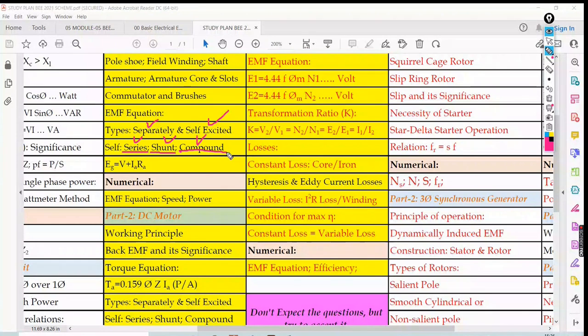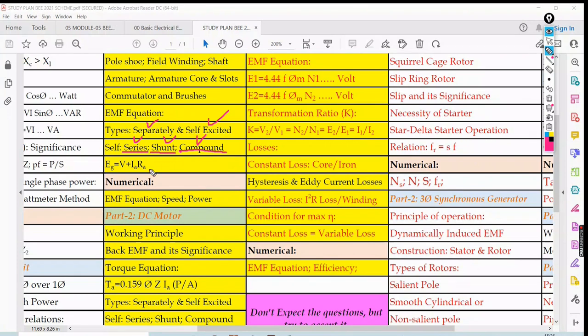In short shunt and long shunt, again two types based on adding of the fluxes. Which are those? Cumulative and differential. That is the cumulative and differential type of compound generator. Most commonly cumulative is used, but the differential type will be used in welding applications.